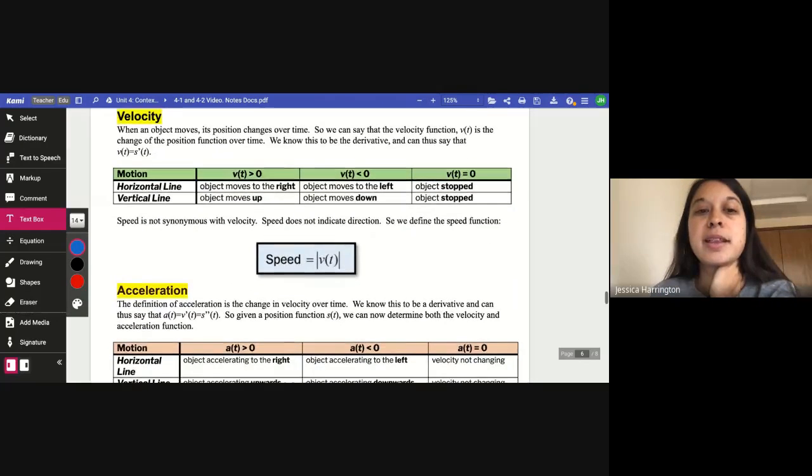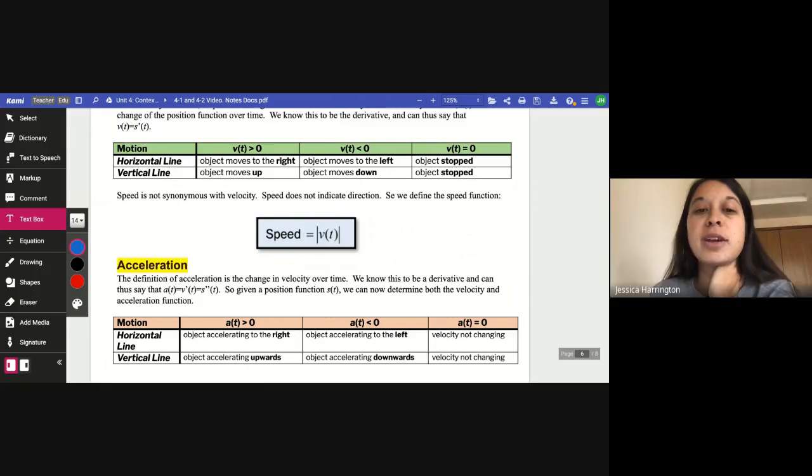And then let's talk about acceleration. Acceleration is the change in velocity over time. It's the rate of change of velocity. So it is the second derivative of the position function, or the first derivative of the velocity function.